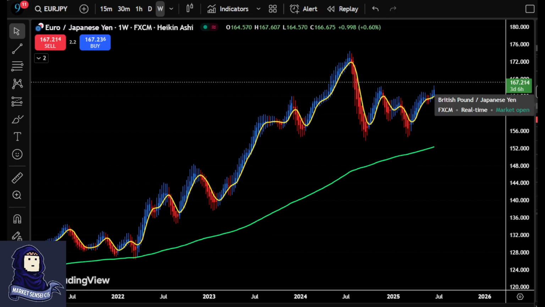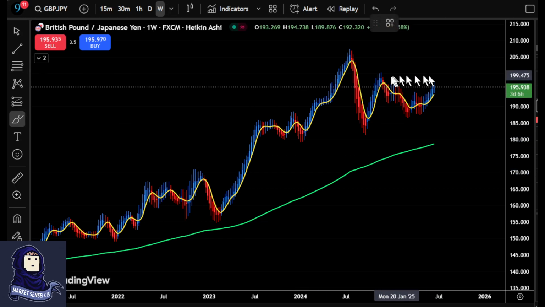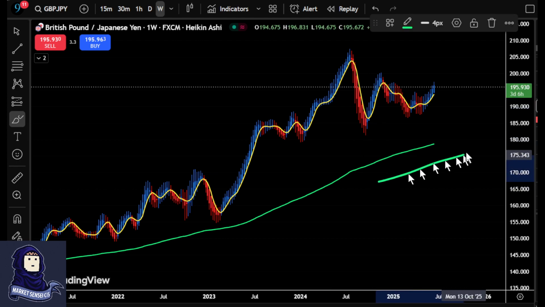So yeah, now let's check out the pound yen, GBPJPY. Okay, the pound yen weekly chart is quite similar to euro yen. Yeah, it's good for now. You can see it's still heading upwards.